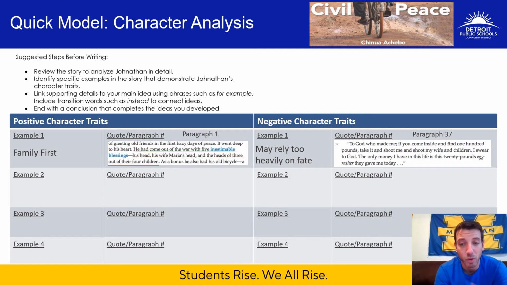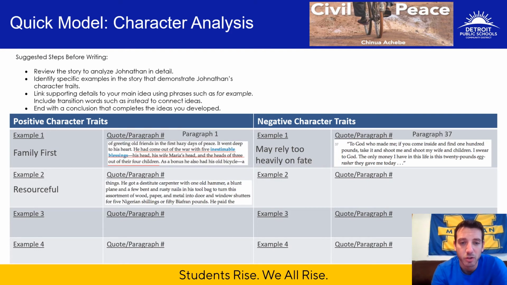Now I'm only going to give you one more example of each because I want you to find two more on your own. So example 2 of a positive character trait is his resourcefulness. I find Jonathan to be incredibly resourceful. I think he makes a lot out of nothing, or a lot out of a little, I should say.